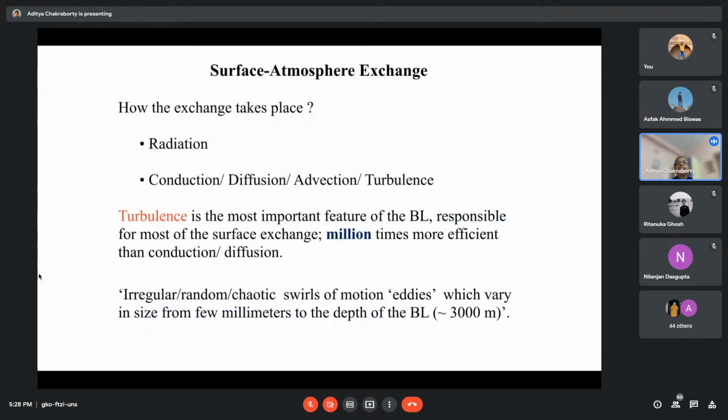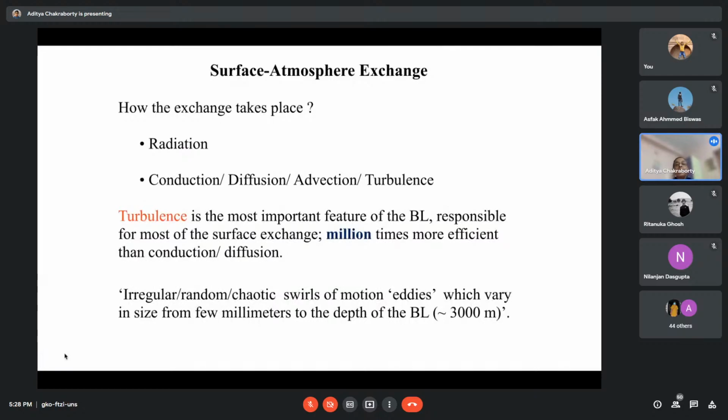So how does the exchange take place? We know that radiation is one of the processes, and then conduction, diffusion, advection, and turbulence. So these are the processes which exchange carbon between the atmosphere and the biosphere.